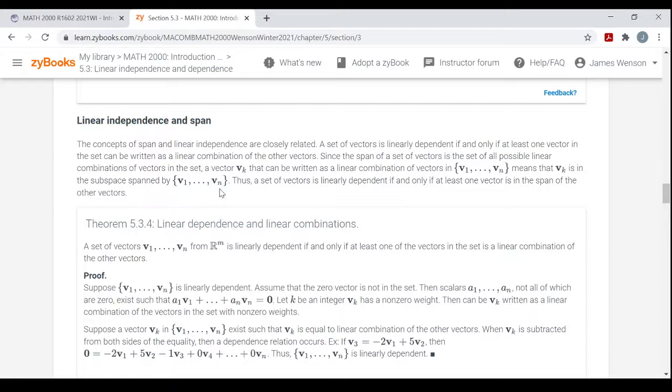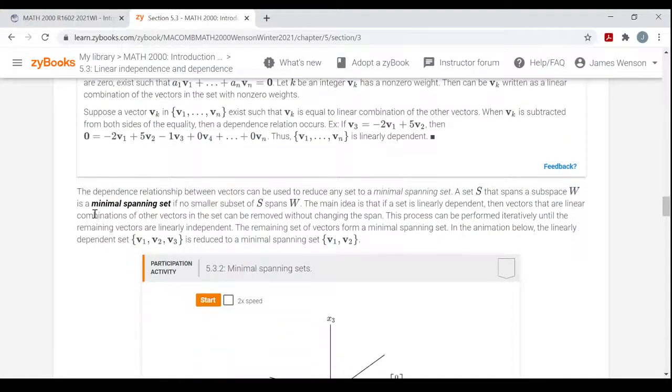All right, so let's take a look at some of these statements here. Now, I've already told you this multiple times now. A set of vectors from Rm is linearly dependent if and only if at least one of the vectors in the set is a linear combination of the others. You've already seen me talk about this. And then this concept of, like I said, minimal spanning set. The dependence relationship between vectors can be used to reduce any set to a minimal spanning set.